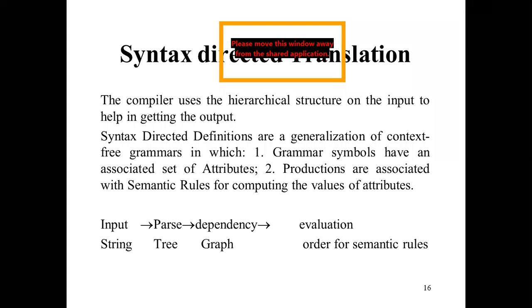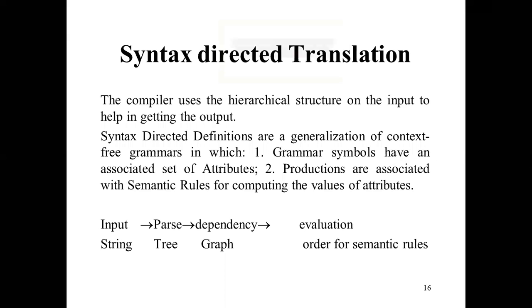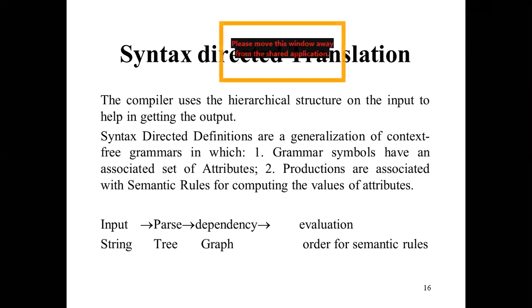Okay, grammar symbols have an associated set of attributes. There are a few attributes involved here, and another is called the production, and productions are associated with semantic rules. So first, the grammar symbols have an association with a set of attributes, which depends on the grammar symbol, and second, the productions, which are associated with the semantic rules, or logical rules as we can also say.